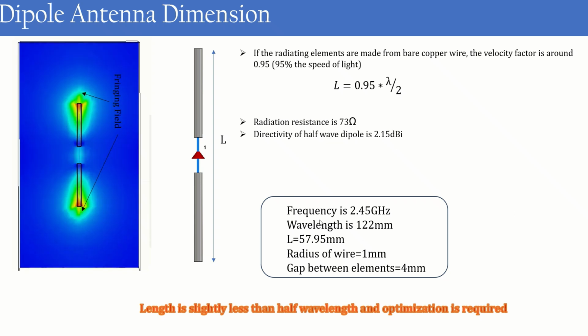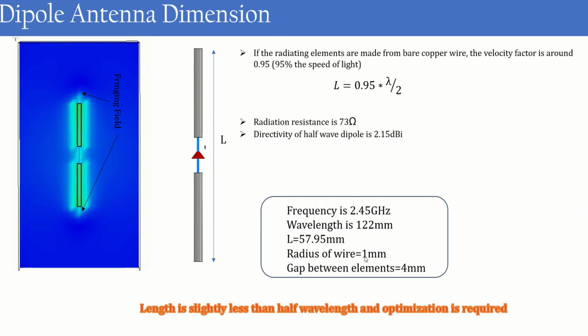Here I am going to simulate a dipole antenna at 2.45 gigahertz, and the wavelength at 2.45 is 122 mm. Based on this equation, the length is taken as 57.95 mm, and slight modifications on this length will be required because the effective length will be increased due to this fringing effect.